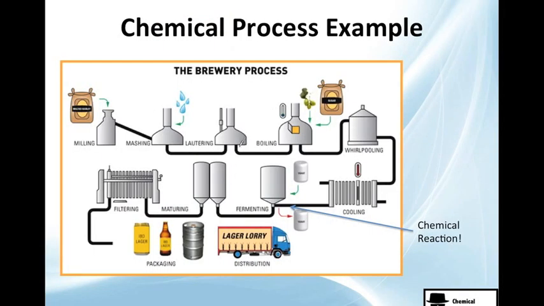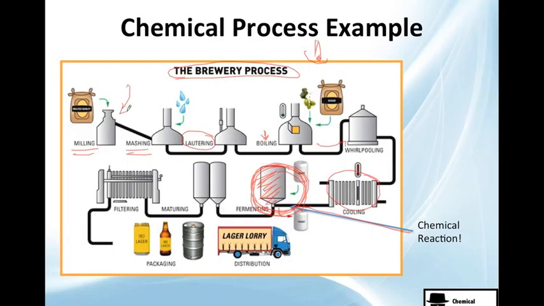Now, this is a chemical process: the production of beer. I love beer. You've probably seen one before. It consists essentially of milling, mashing, lautering. This one is very important, boiling. Then comes the whirlpool. Then comes the cooling. And the most important part is the fermentation. This here that I'm circling is the one that has the most important chemical reaction. So this one makes the whole process a chemical process.